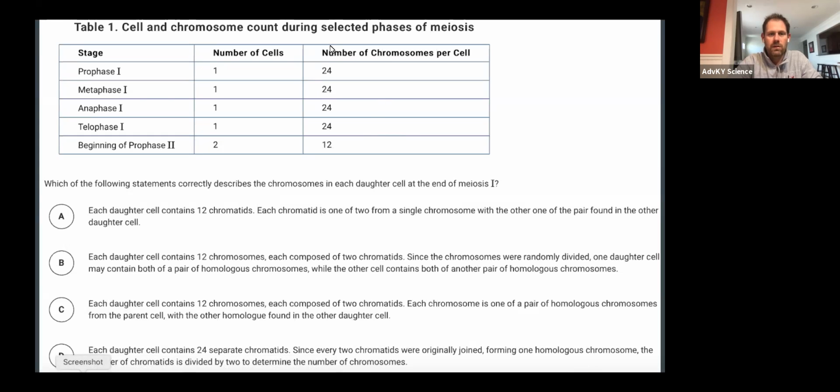All right, so let's answer that real quickly. There's some tricky wording in this one, but there's some things you can eliminate very quickly. So which statement describes the chromosome in a daughter cell at the end of meiosis? So you're looking for some keywords here.